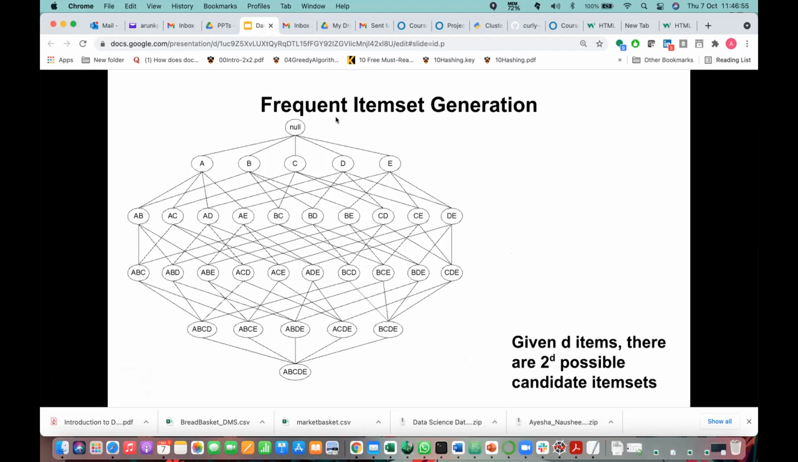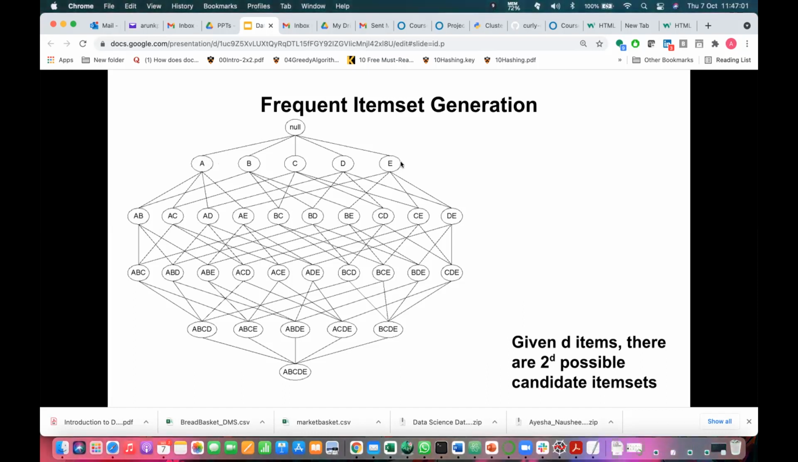Here it is given again pictorially. The frequent 1-item sets are A, B, C, D, E. Then A can be extended to AB, AC, AD, AE. Then B can be extended to BC. Why is BA not here? Because A already covered AB, right? So B isn't required. Then BC, BD, BE, then CD, CE, then DE. Then E is already covered. So the 2-item sets will be this many, the 3-item sets this many, and the 4-item sets this many.